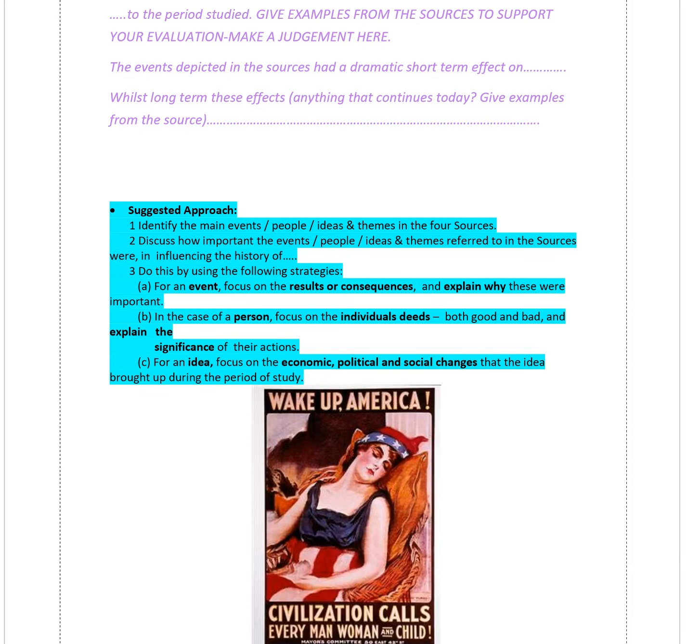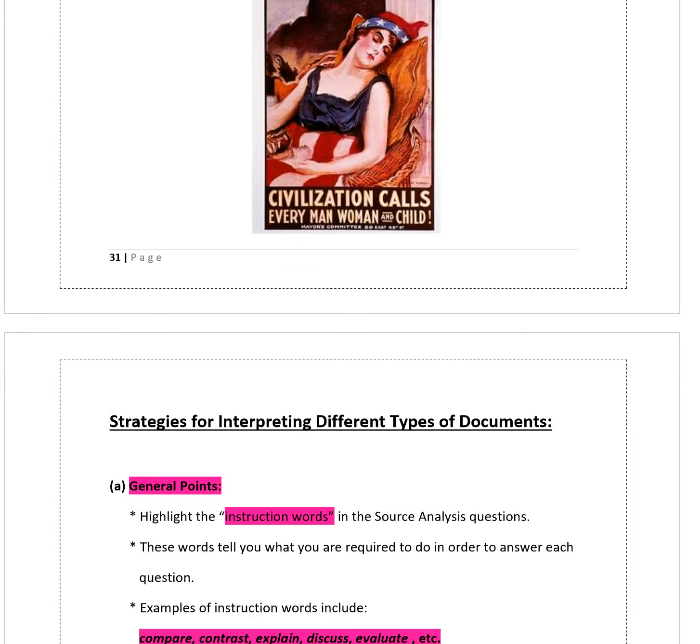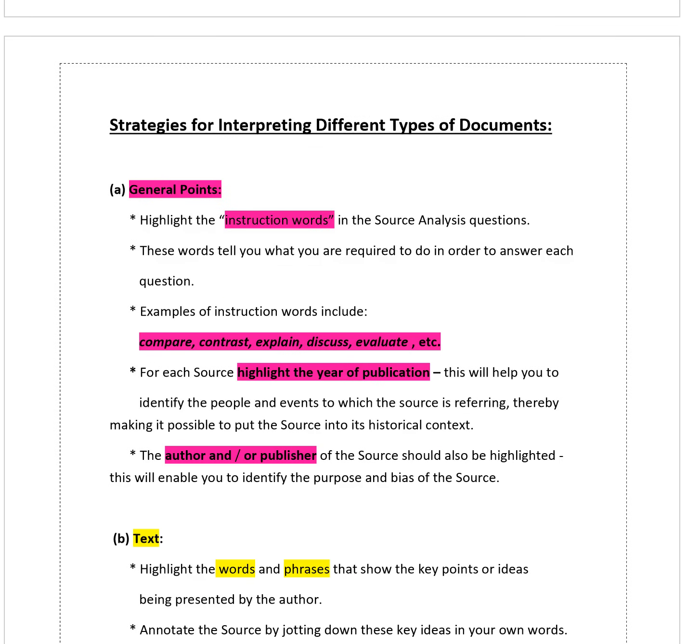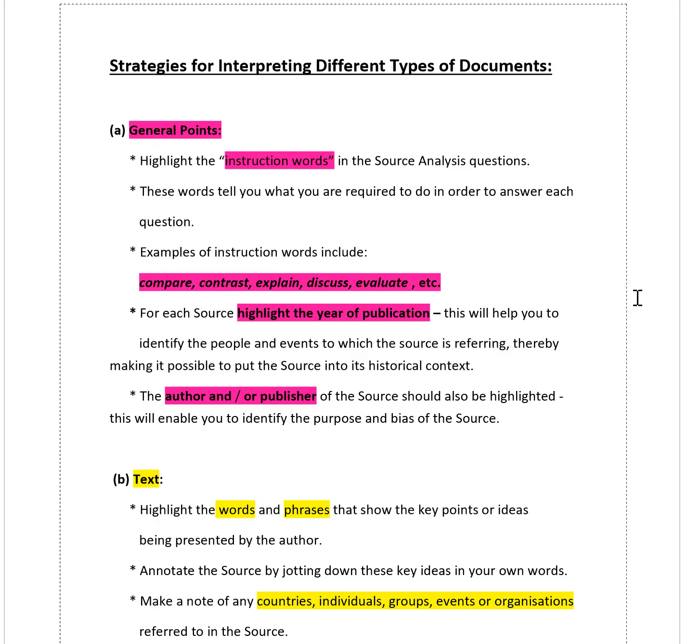And you kind of want to start looking at how much time you're spending on them. So this is just a few general strategies for interpreting different types of documents. A couple of things you can do: highlight the instruction words. If it's asking you to evaluate, identify, describe, assess, they're all different things. So have a look at that. Again, compare, contrast, explain, discuss, evaluate.